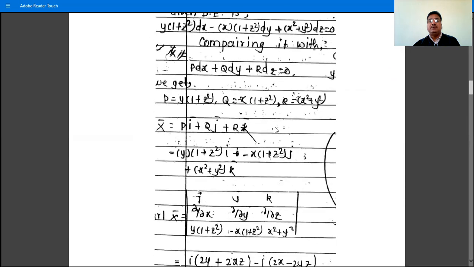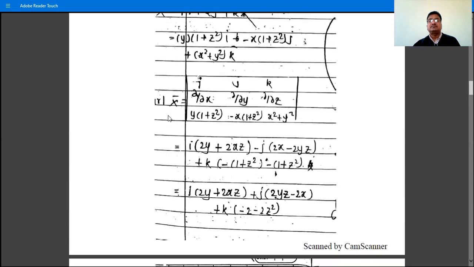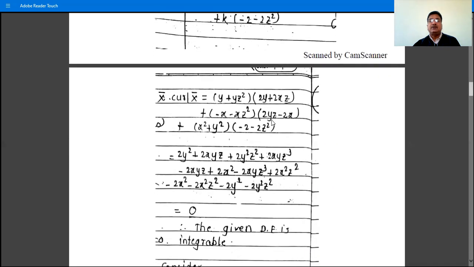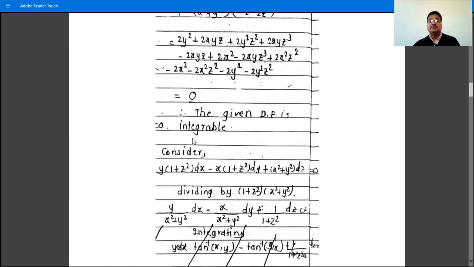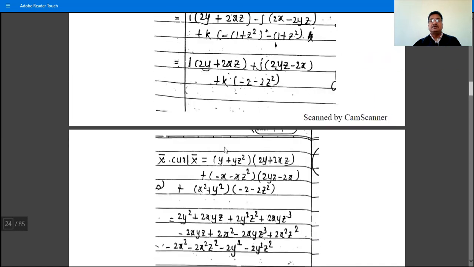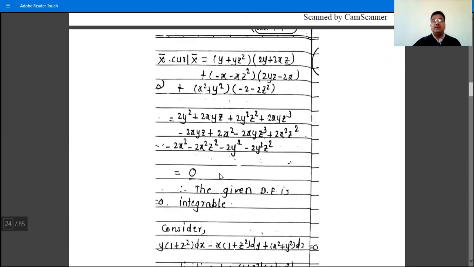Compared with this, we have P, Q, R, then x bar. Then write curl x bar. This is curl x bar. Then x bar dot curl x bar, this dot product is 0, and therefore the given equation is integrable. And so how can we find the solution? These homework examples are all of the one variable separable type.